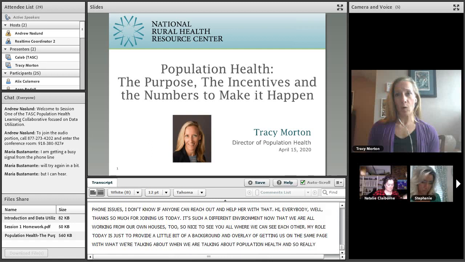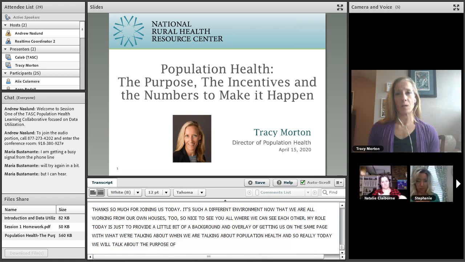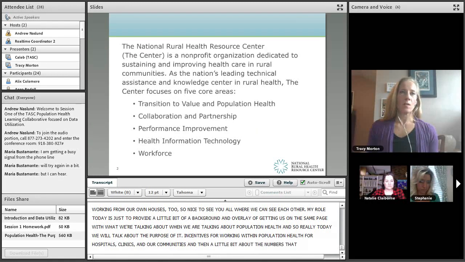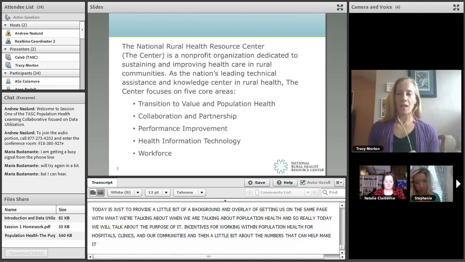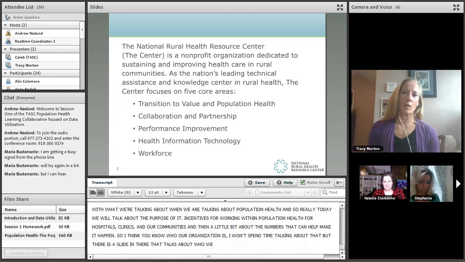My role today is just to provide a little bit of a background and overlay of getting us on the same page about what we're talking about when we're talking about population health, and then we'll explore a little bit of the data too. So really today we'll talk about the purpose of it, incentives for working within population health for hospitals, clinics, and their communities, and then a little bit about the numbers that can help make it happen.